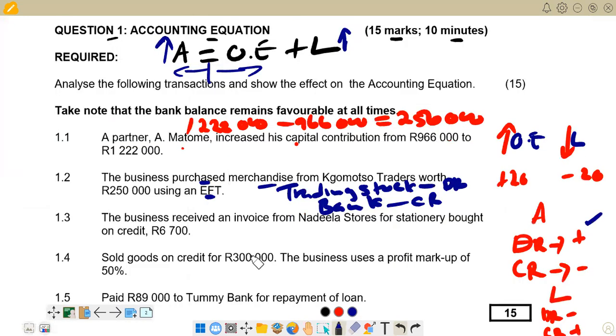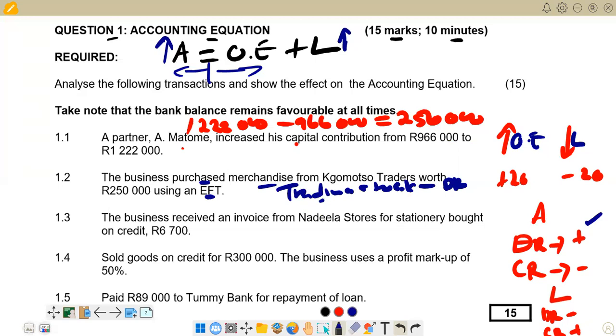On 1.3, saying the business received an invoice from Nadella Stores. Look here, the business received an invoice from Nadella Stores for stationery bought on credit, 6,700. So whenever we buy stationery, it's an expense. But when stationery is left at the end of the period, it becomes a trading stock. So we regard it as an asset now. When we've got stock that is not used during the period, it becomes an asset. But when we buy it, we regard it as an expense there.